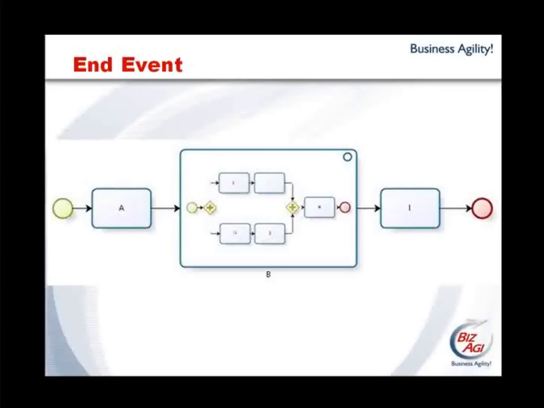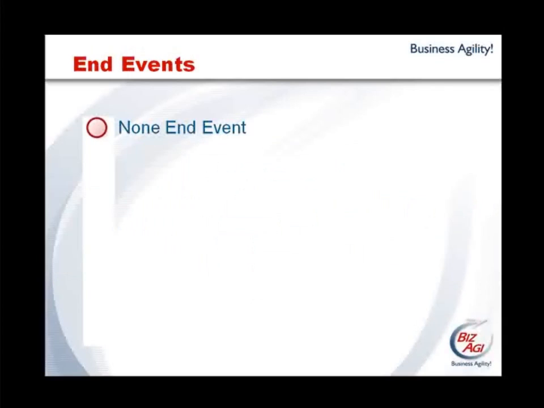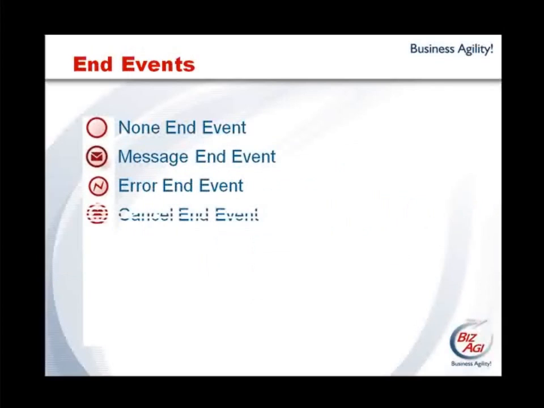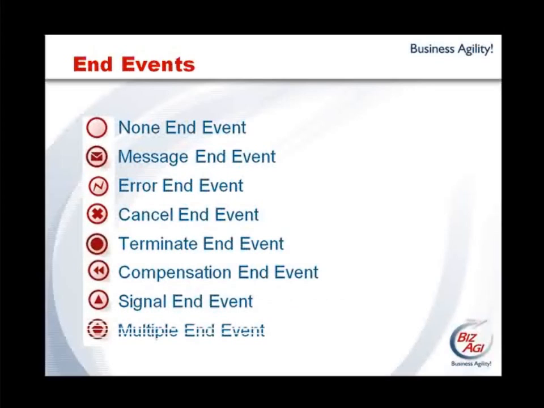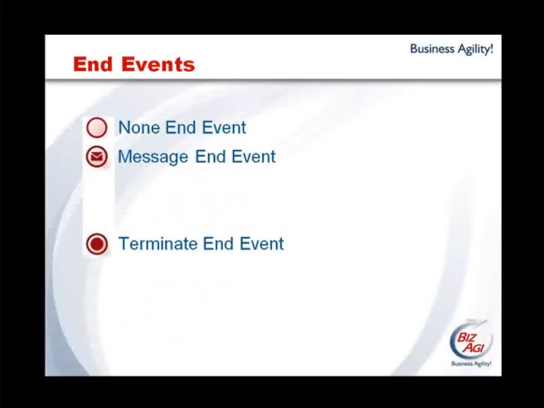As mentioned, a process can have various end events. Additionally, this event can represent a different type of result. BPMN defines the following types of results for end events: none, message, error, cancellation, compensation, signal, terminal, and multiple. The most commonly used are none, message, and terminal.